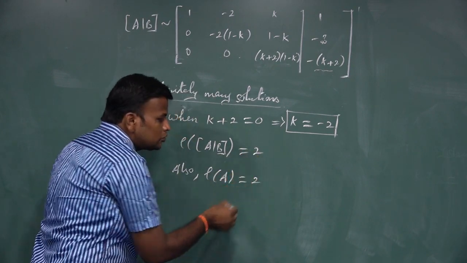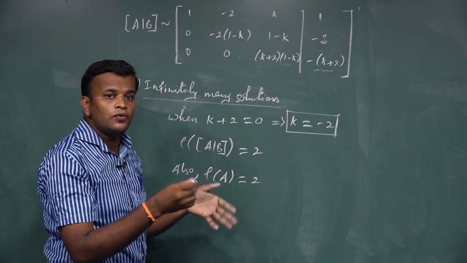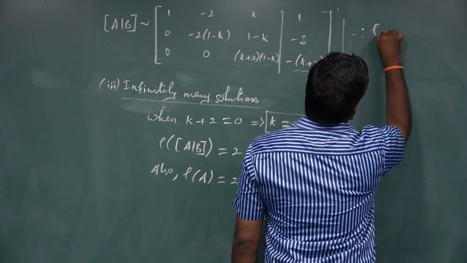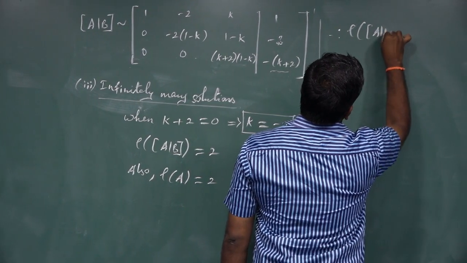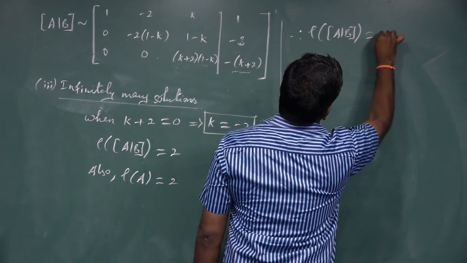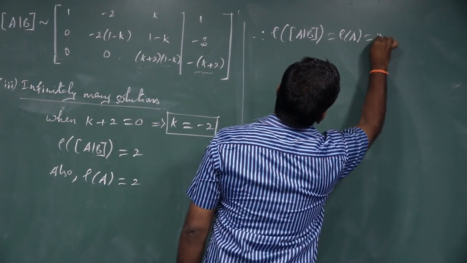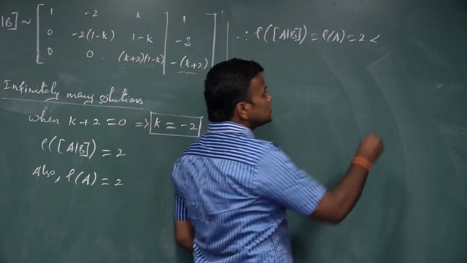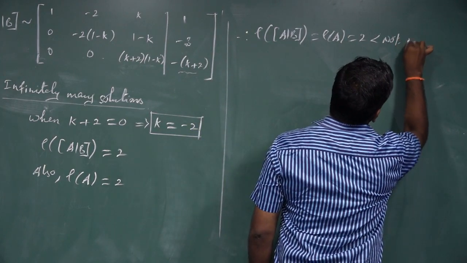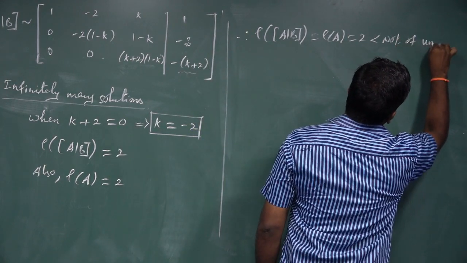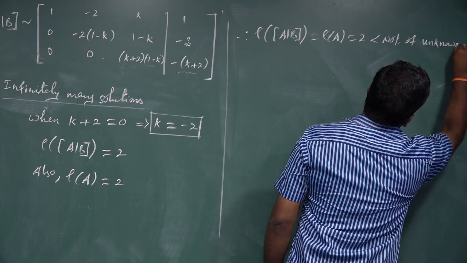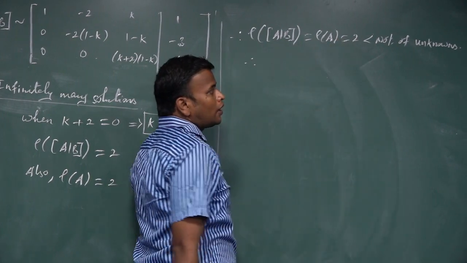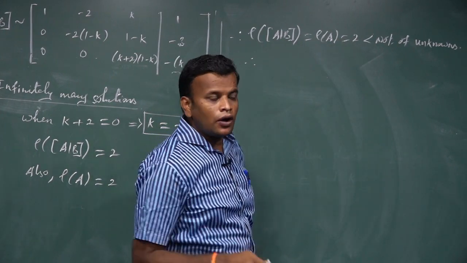And also the number 2 is less than the given number of unknowns. Therefore, rank of A by B is equal to rank of A is equal to 2, where the number 2 is less than the given number of unknowns. Therefore, both the ranks are equal and also it is less than the given number of unknowns.